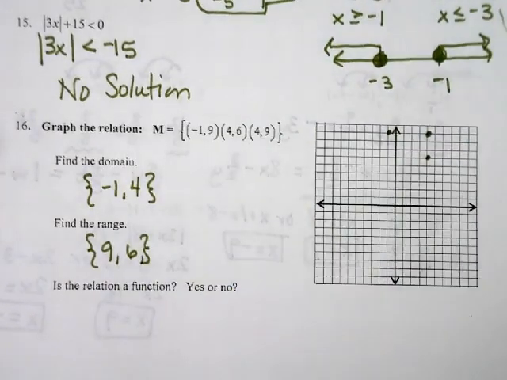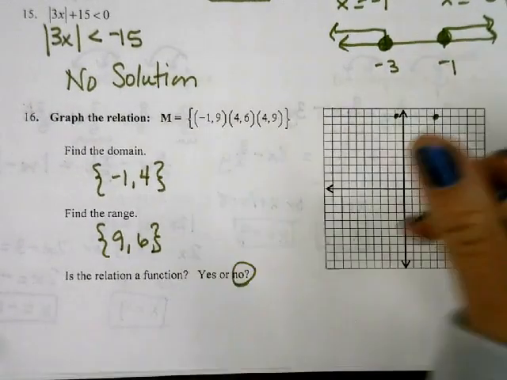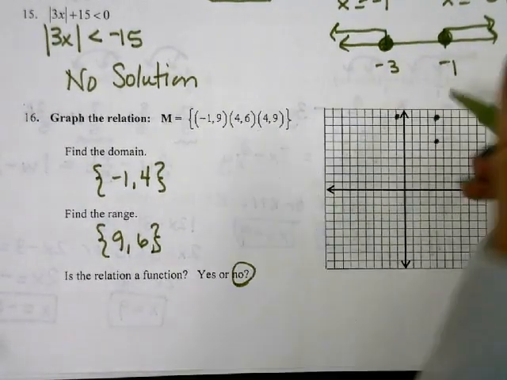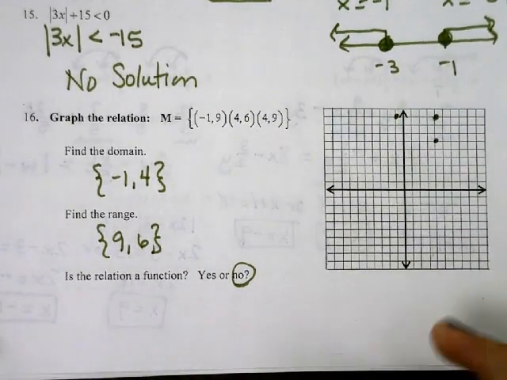You could put the repeats on there, but you don't have to. Is this relation a function? No, it doesn't pass the vertical line test. Each x does not have a unique y. So this guy is not a function.